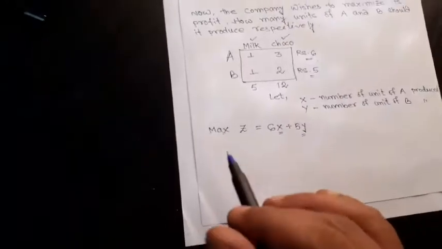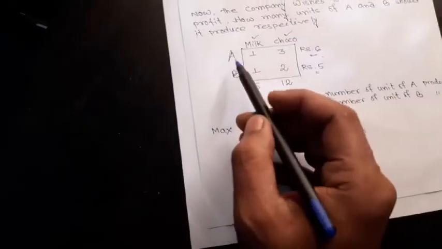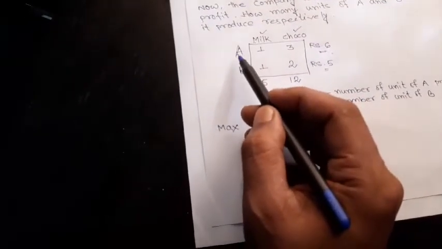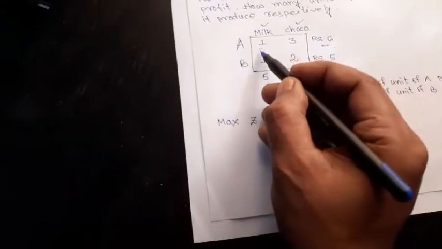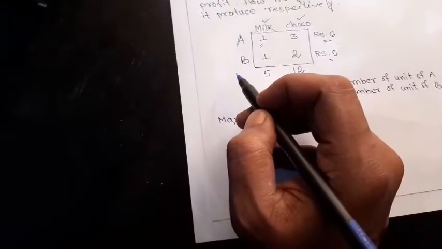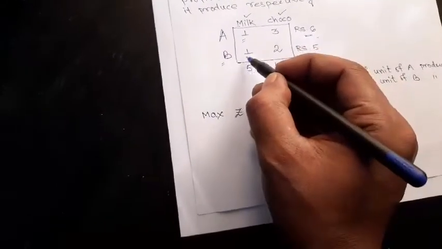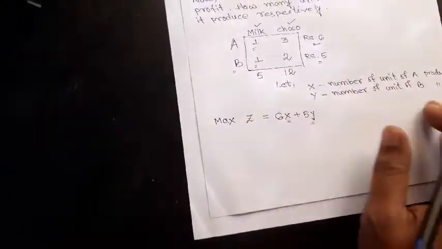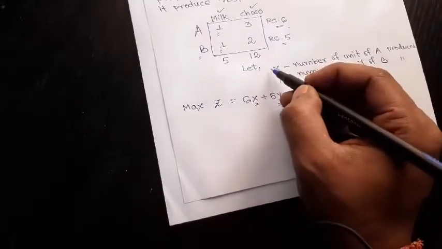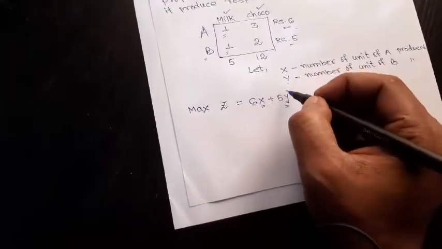Now check what is the amount of milk. Here we see that to produce 1 unit of A, 1 unit of milk is required, and to produce 1 unit of B, 1 unit of milk is required. Here we assume the total number of units of A produced is X, and the total number of units of B produced is Y.